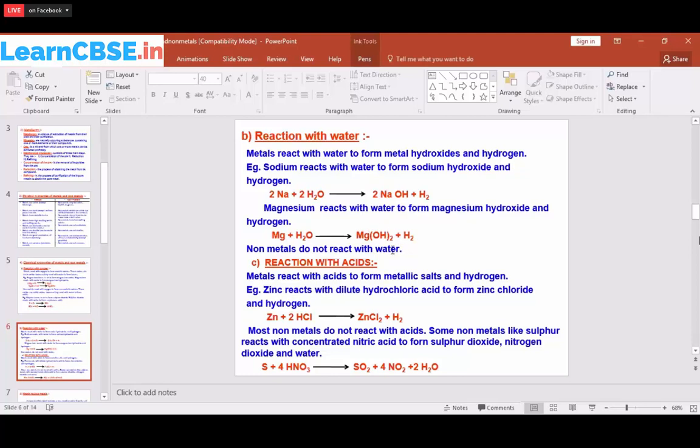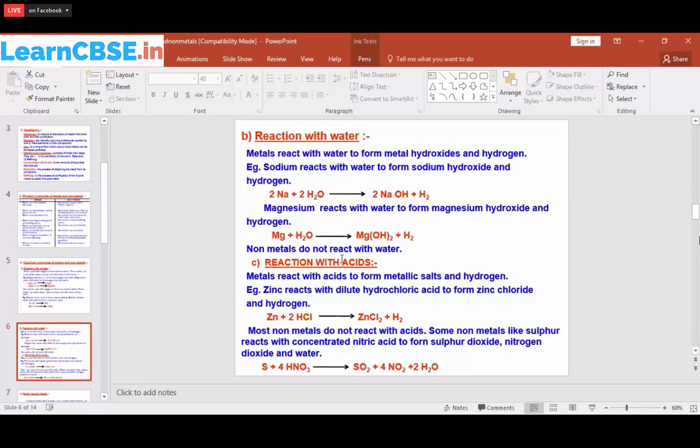But why are we writing the 2 over here? Because Mg is present in group 2. It has a valency of plus 2. OH has a valency of minus 1. So when we do the cross multiplication, we get Mg(OH)2. In this case, sodium has a plus 1 charge, OH has a minus 1 charge, so both cancel each other. So NaOH is the formula.